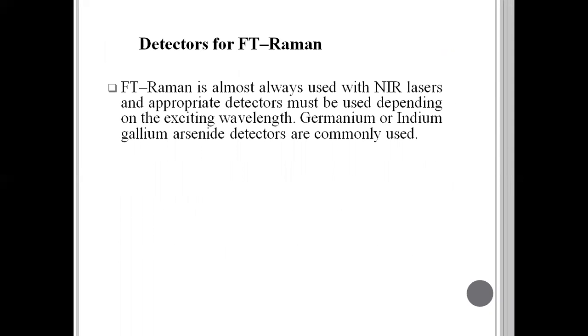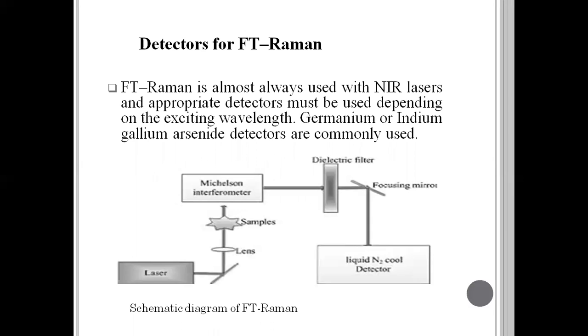Detectors for FT Raman. FT Raman is almost always used with NIR lasers, and appropriate detectors must be used depending on the exciting wavelength. Germanium or indium gallium arsenide detectors are commonly used. This is the schematic diagram of FT Raman. It shows the laser and lens, sample, Michelson interferometer, dielectric filter, focusing mirror, and liquid nitrogen cooled detector, as you can see in this diagram.